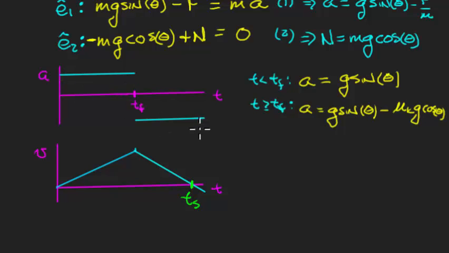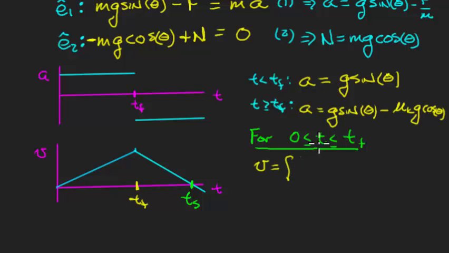I have acceleration. I'm going to have to get velocity, right? That's going to tell me where this thing stops. So I'm going to start off in this first interval right here before we get to TF. So between 0 and TF, the speed is just the integral of the acceleration. The acceleration is g times sine of theta. And I'm integrating with respect to t.